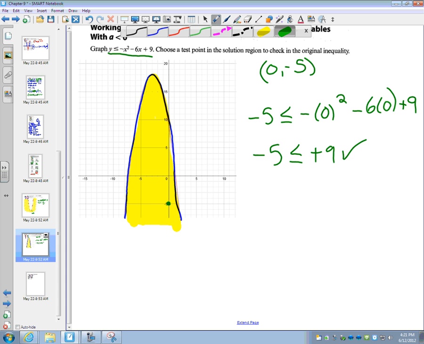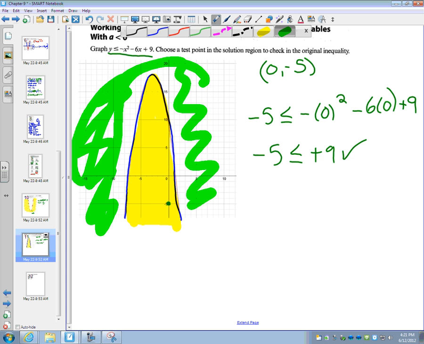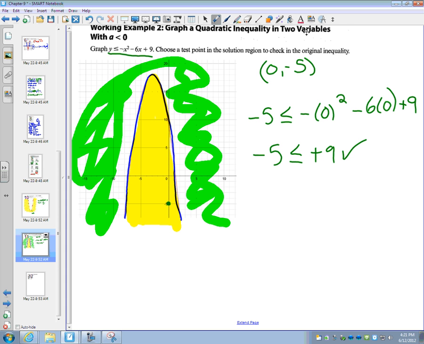So let's say I made a mistake and I accidentally colored wrong and I had shaded in the region above here. Well, my test point would help me out. My test point would show I'd made an error. So doing this test point is really going to show me. So let's say I accidentally did the green. I chose this point 0 and 15.